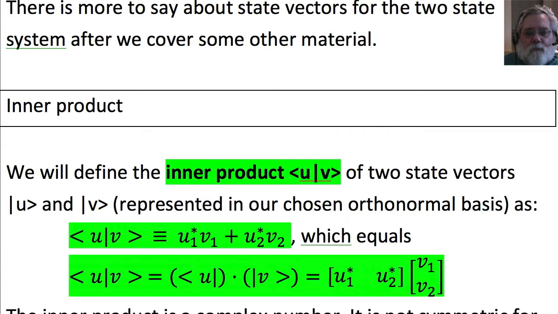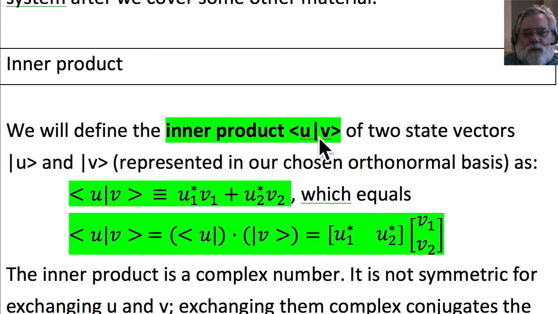Inner product. We are going to define the inner product of U with V, and it's going to have this symbolism: left angle bracket, U, vertical bar or pipe, V, right angle bracket. The inner product of two state vectors, ket U and ket V, represented in our chosen orthonormal basis, is defined as U sub 1 conjugate V sub 1 plus U sub 2 conjugate V sub 2.